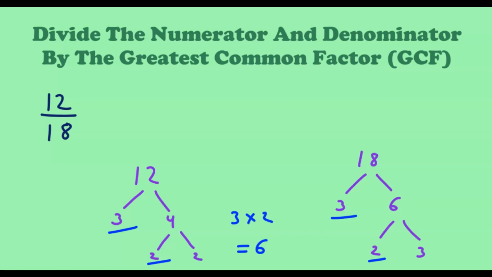So now what we're going to do is divide the numerator 12 by 6, and divide the denominator 18 by 6. If we do that, what do we get? 12 divided by 6 is 2, 18 divided by 6 is 3. And so the simplified fraction is 2 divided by 3. And we have obtained that by dividing both the numerator and denominator by the GCF, which is 6.